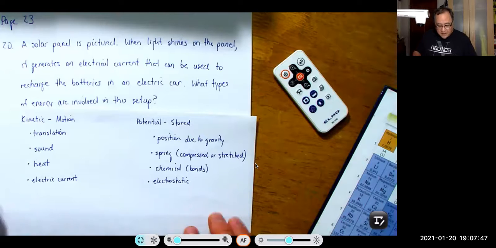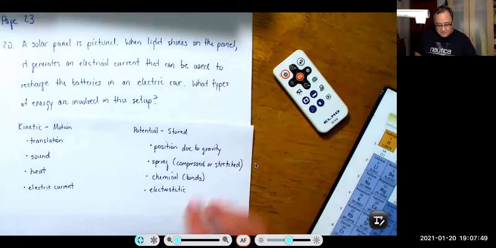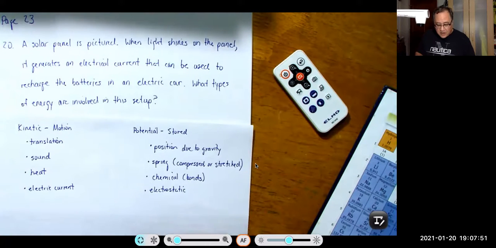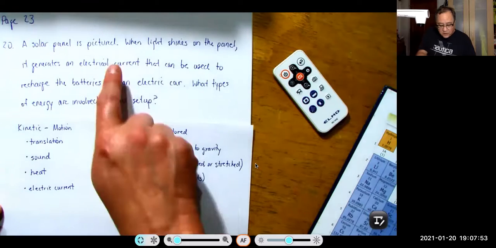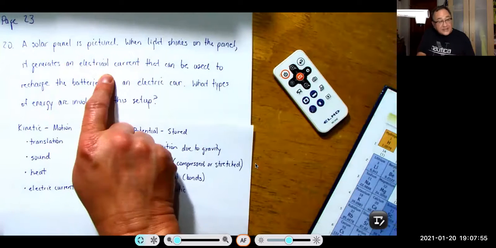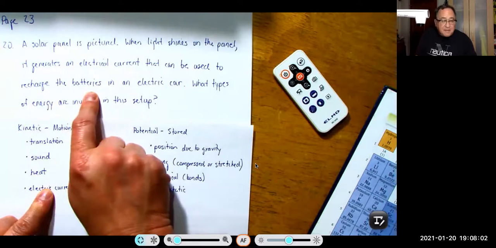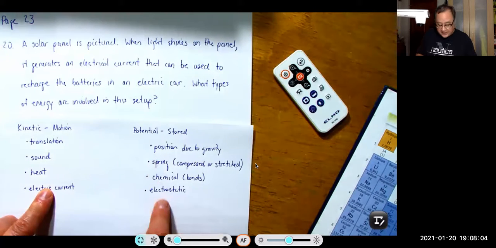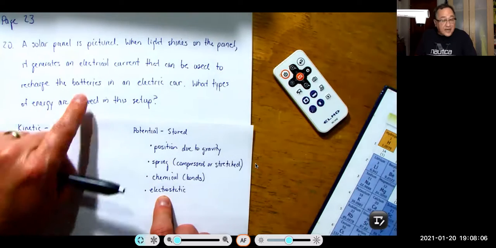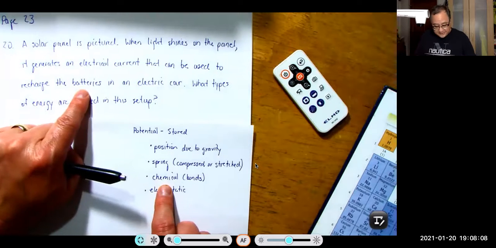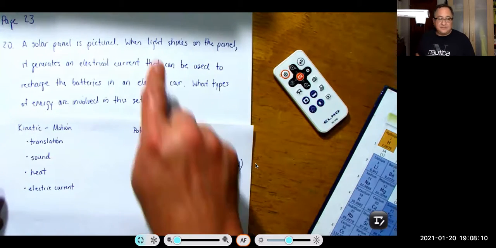So when we apply this to this particular problem and we think about what's going on, we're going to look at electric currents. So that's kinetic energy because electrons are flowing. You recharge the batteries. Batteries store energy. And this seems like it's a chemical potential, and it is. But then there's also light.